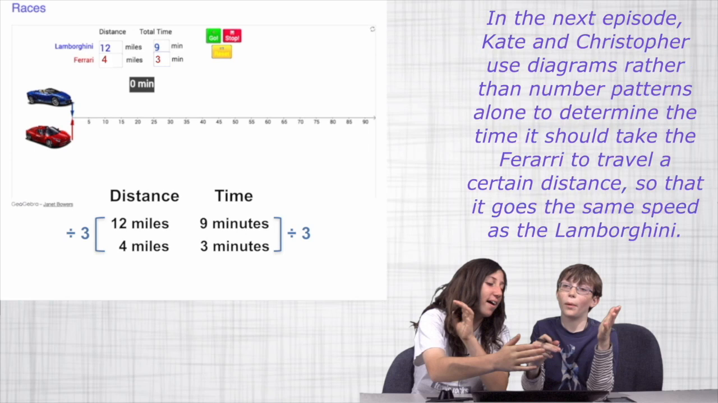In the next episode, Kate and Christopher used diagrams rather than number patterns alone to determine the time it should take the Ferrari to travel a certain distance so that it goes the same speed as the Lamborghini.